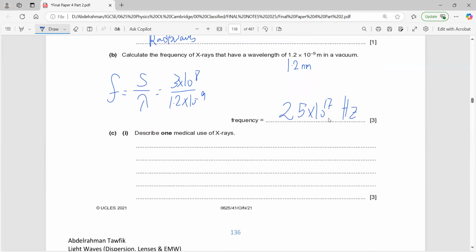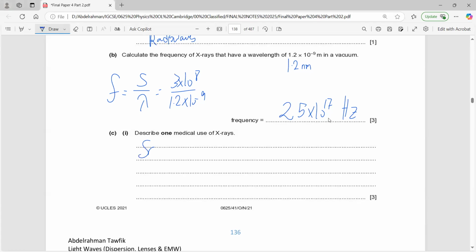Describe one medical use of X-rays. Scanning broken bones. It's worth 3 marks, so what do I do? They can pass through human flesh and bones, but as they pass through different densities, an image is produced, because the density of the flesh is different from the density of the bones.